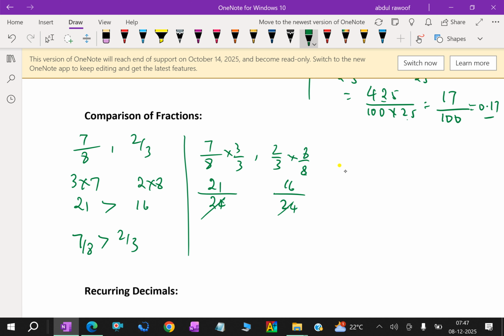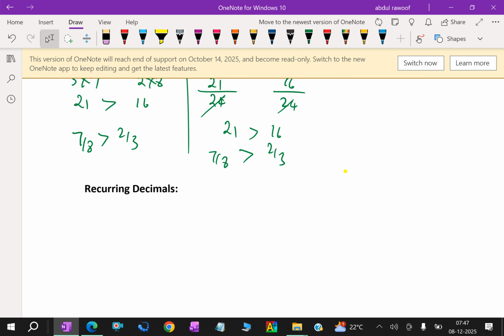Then 21 and 16. Of course, 21 is greater. So the first one is greater: 7 over 8 is greater than 2 over 3. Like this we can compare fractions. When more fractions are given, we can compare the first and second, third and fourth, and then compare all of them. Then we can write ascending and descending orders, whatever is required.